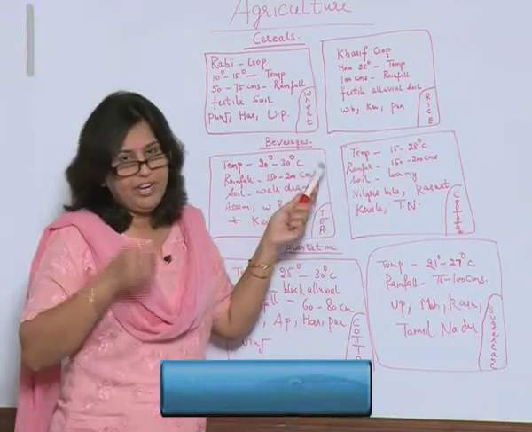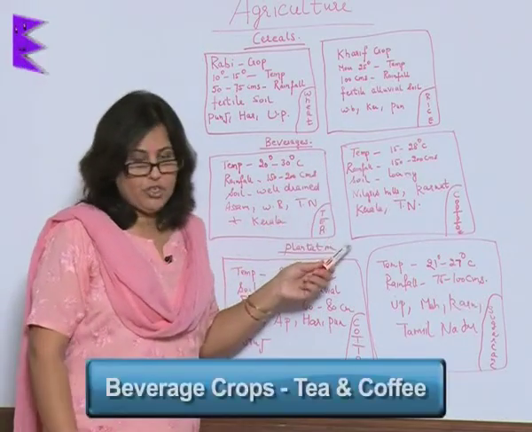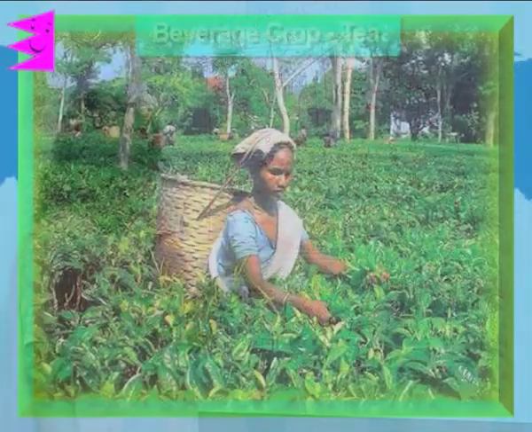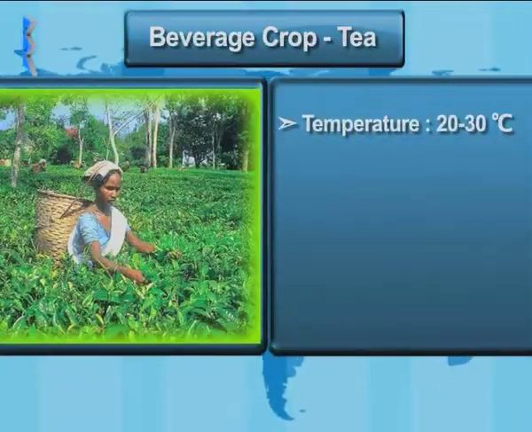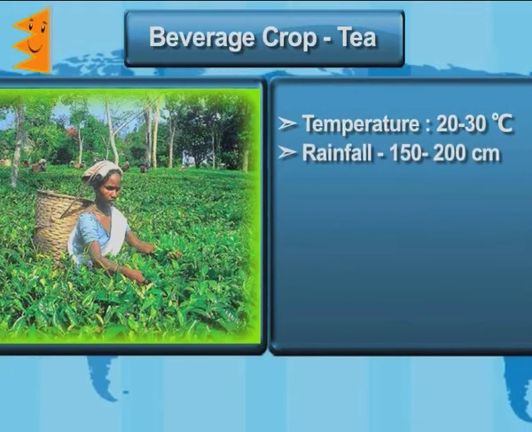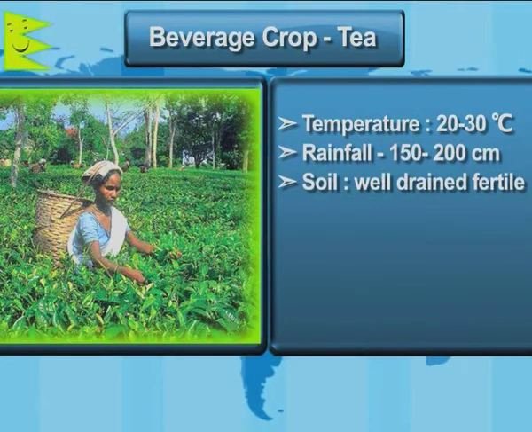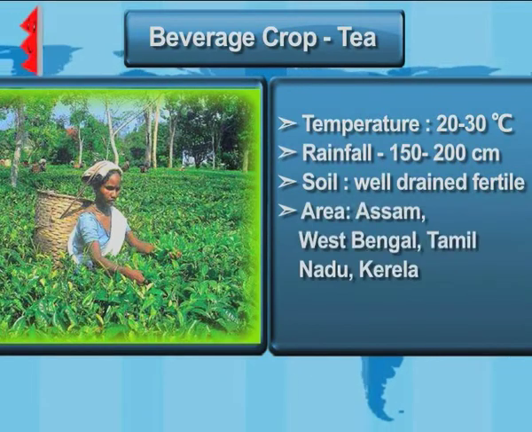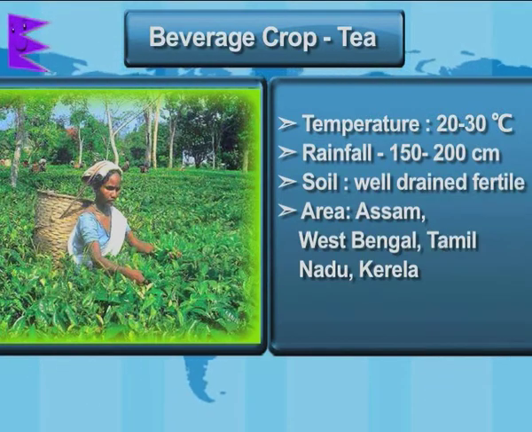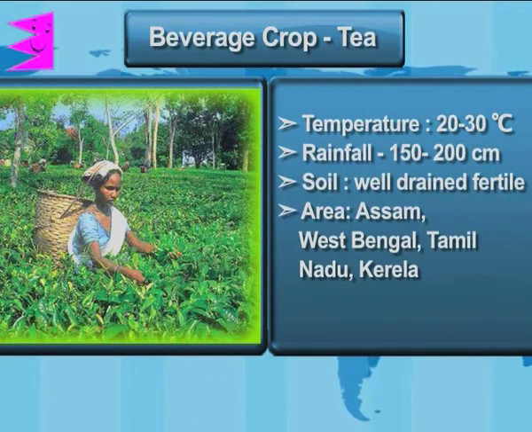Let's go to the beverage crop. As I said, something to drink. So, the two main beverage crop in India are tea and coffee. Let's make their tables. Tea. The temperature required 20 degree to 30 degrees centigrade. The rainfall 150 to 200 centimeters. The soil has to be well drained fertile soil. The areas where tea is grown is Assam, West Bengal, Tamil Nadu and Kerala. Have you drawn your table, children, for tea?